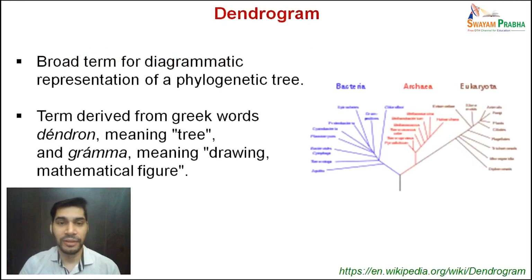For example, they can be dendrograms. Dendrogram is a broad term for diagrammatic representation of a phylogenetic tree. Any diagrammatic representation of a tree is called a dendrogram. The term has been derived from the Greek words which mean tree, from the word dendron, and drawing or mathematical figure, from the word gramma. So any kind of diagrammatic representation can be termed as a dendrogram simply.